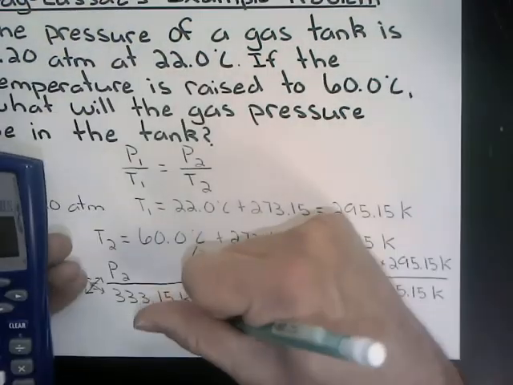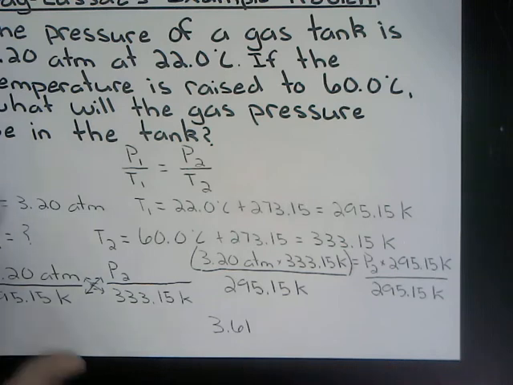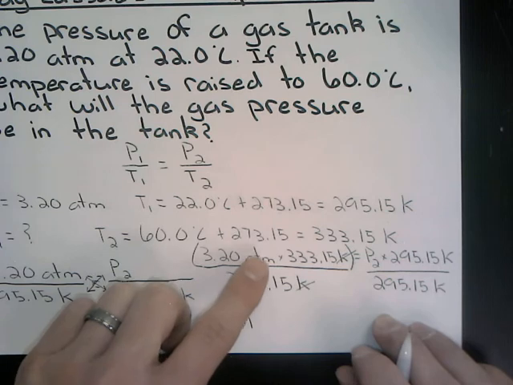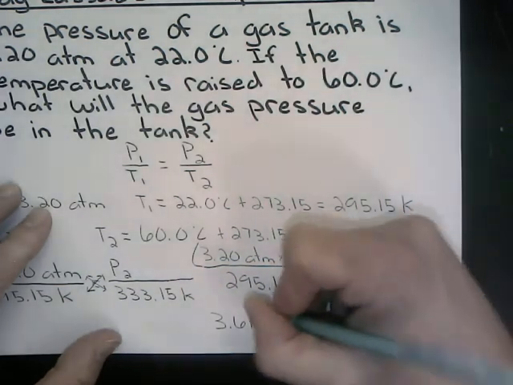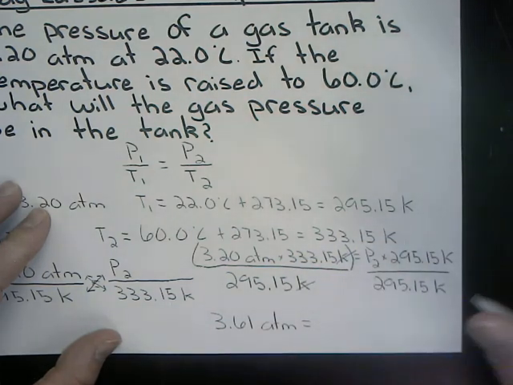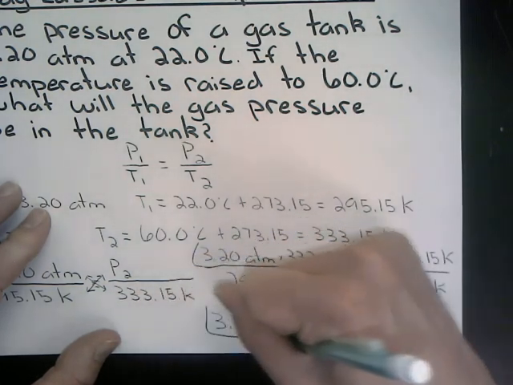So we get a value of 3.61. Again, we can talk about units here. Our units of temperature cancel out, and so for units, we're just left with atm for atmospheres. So 3.61 atmospheres would be our final pressure, or our P2 value.